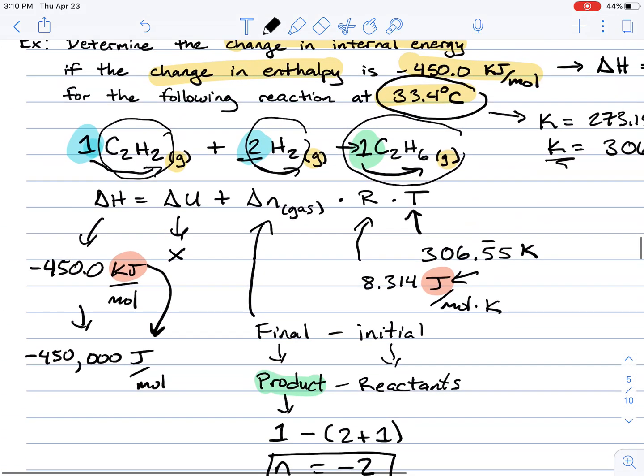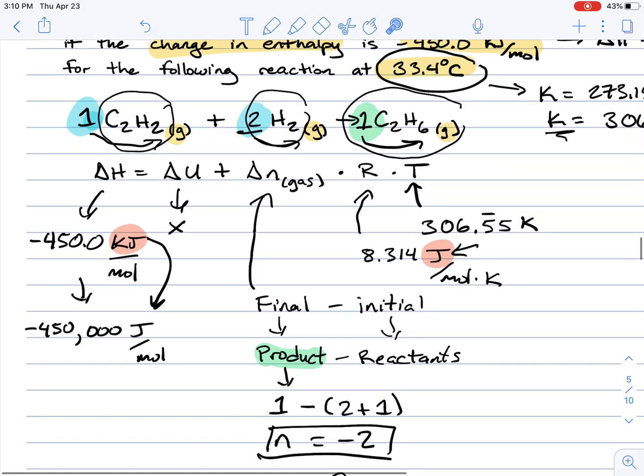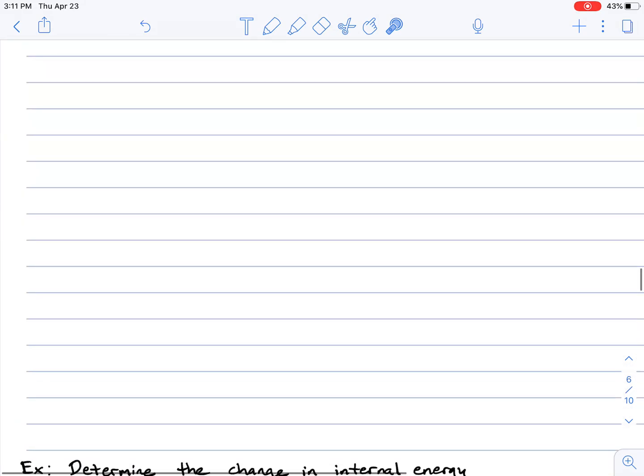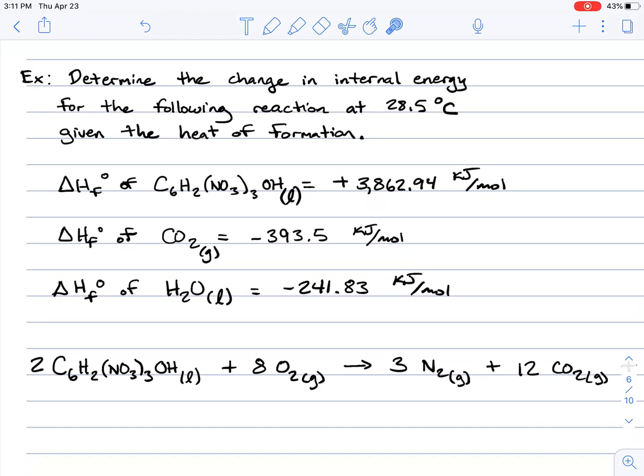And so once again, you guys can use this equation to relate enthalpy and internal energy, or if you're given enthalpy and internal energy, you might be asked to solve for the change in number of moles of gas, or you might be asked to determine the temperature of the system. Okay. So let's look at another example. This example is a little bit more lengthy just because we have a lot more steps to work up to.